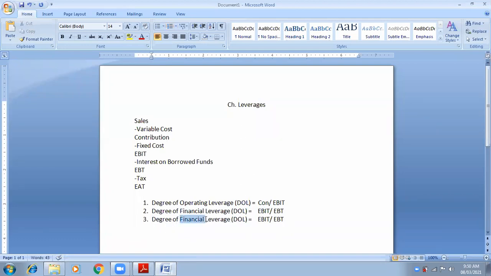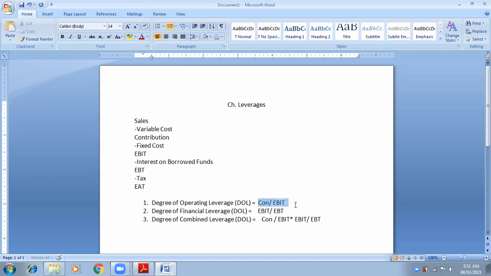Combined leverage. Now the word itself, the title itself explains. Combined means the combination of operating and financial. So the formula will be, see, if it is a combination, we need to multiply both of them, no? So this will be contribution upon EBIT multiplied with EBIT upon EBT. See, both the answers have to be multiplied, no?